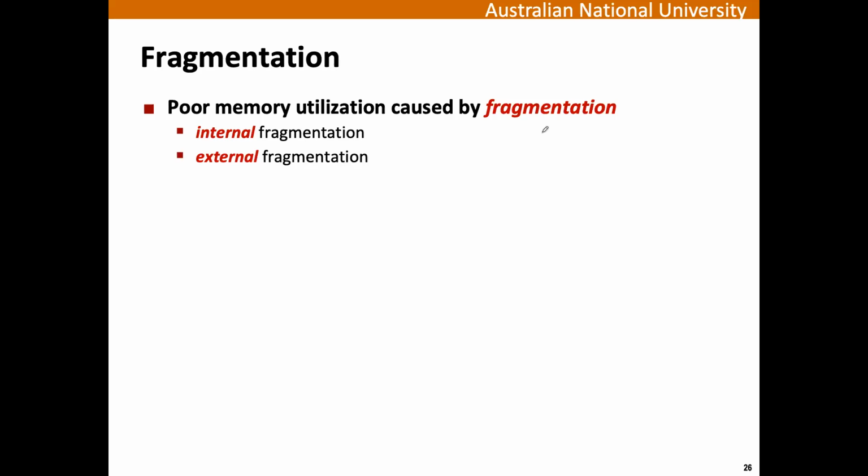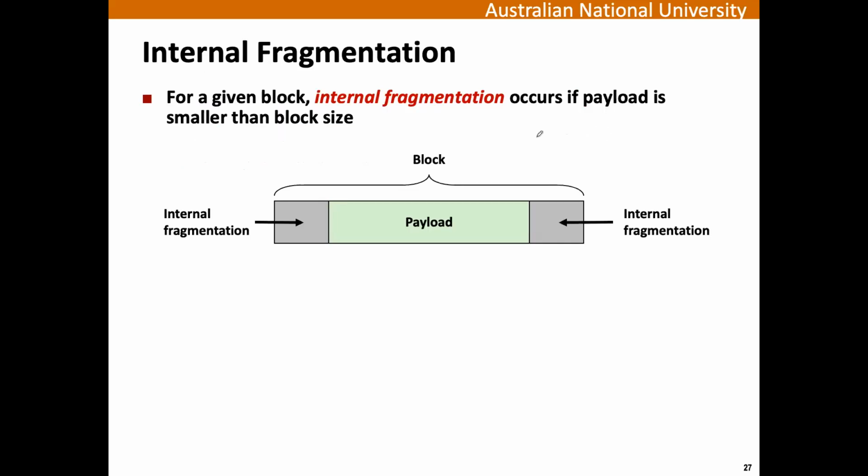Poor memory utilization is caused by a phenomenon called fragmentation, which comes in two forms, internal and external. Internal fragmentation occurs when the user requests an n-byte block for a data structure or a bunch of variables or whatever, and we need to add metadata and padding for alignment purposes.